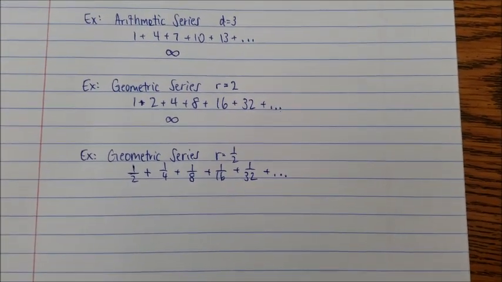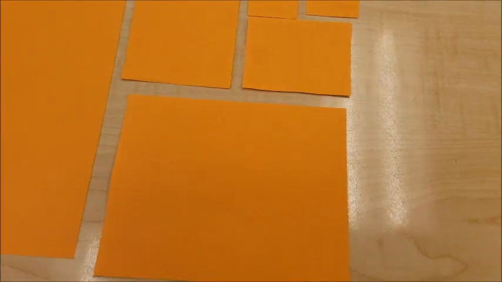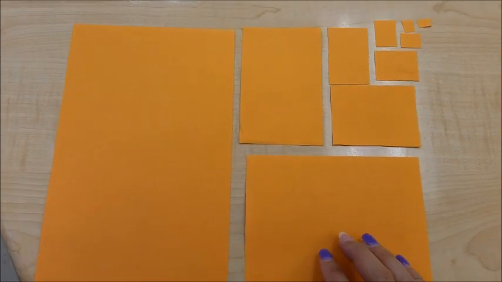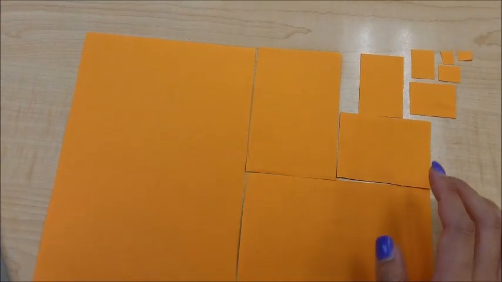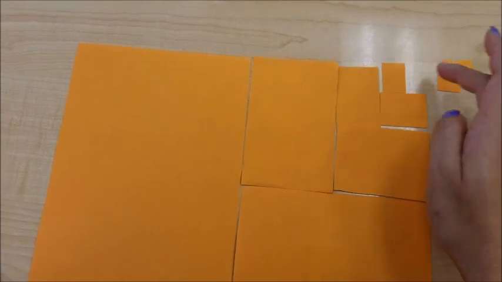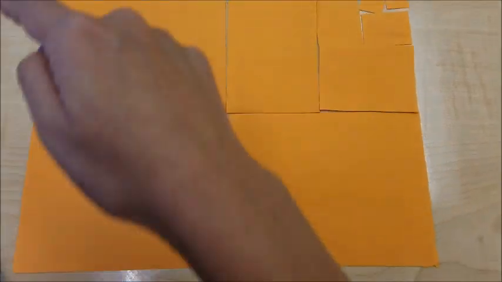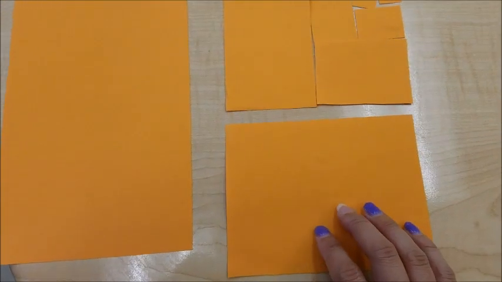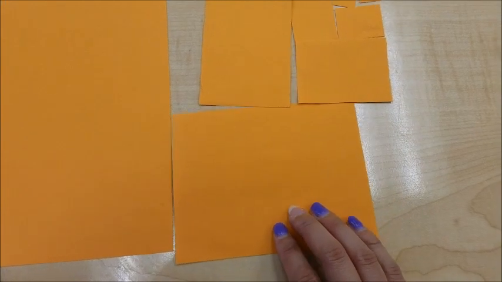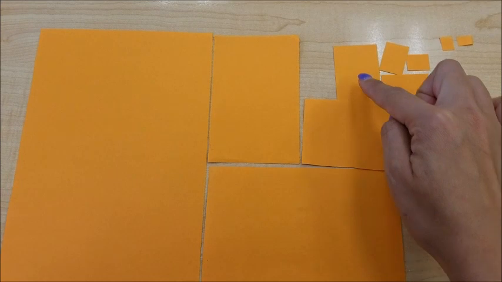I want to show you a tangible example of this. I'm going to switch over here to this desk. What I've done is I've taken a full sheet of paper, and I just kept cutting my piece of paper in half into smaller and smaller pieces. So here's my full sheet. I cut it in half, so there's 1/2. Here's a quarter of the sheet of paper, so plus 1/4, plus 1/8, plus 1/16, plus 1/32, and so on.